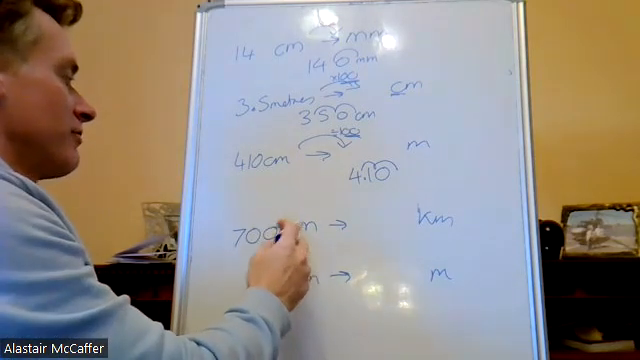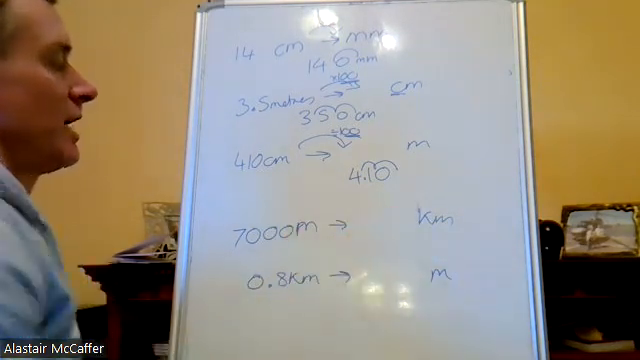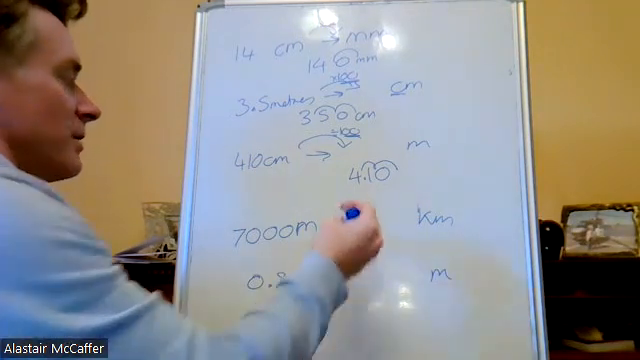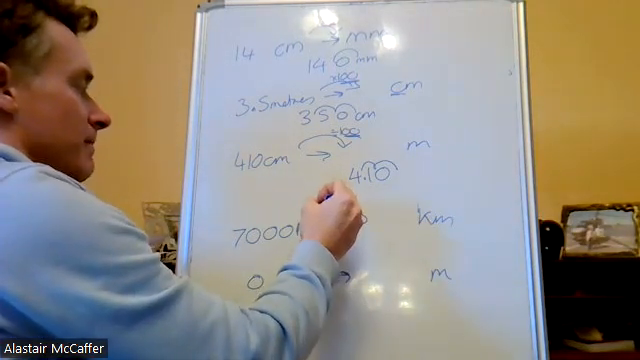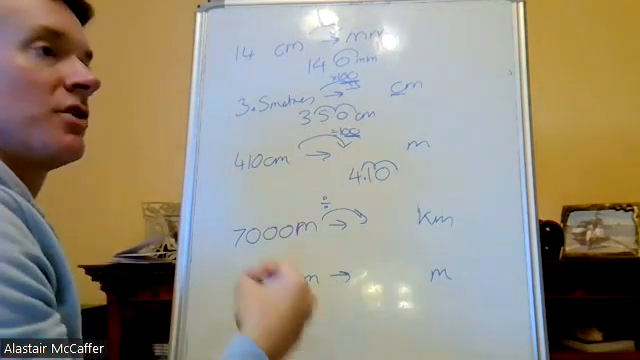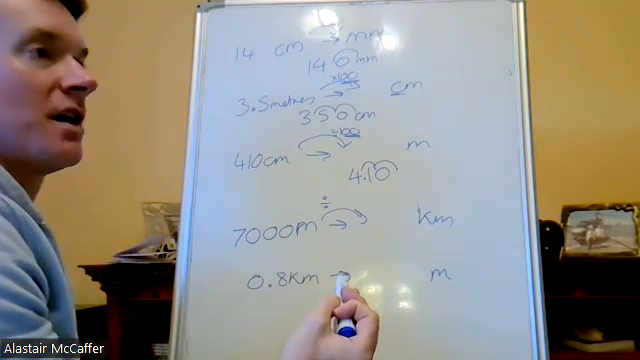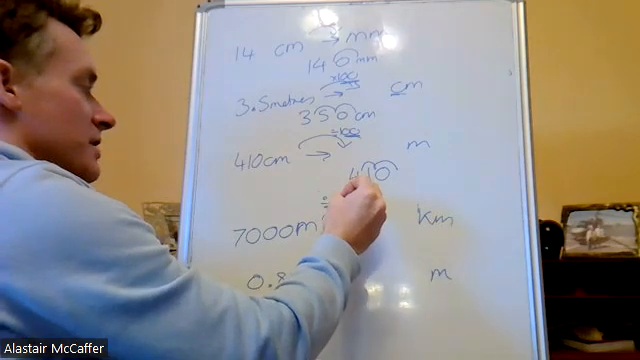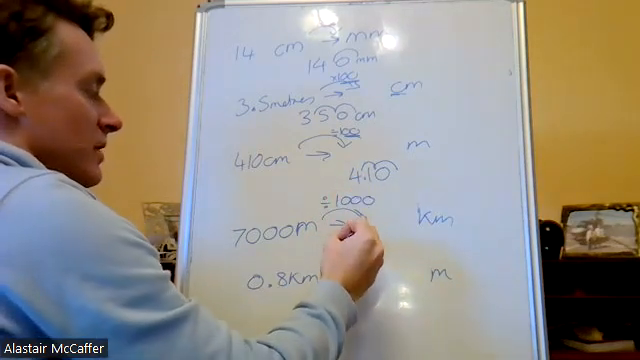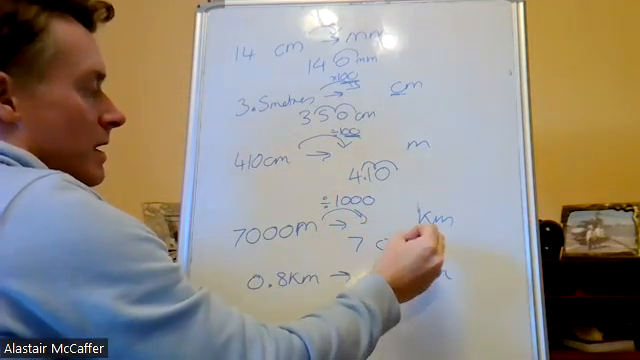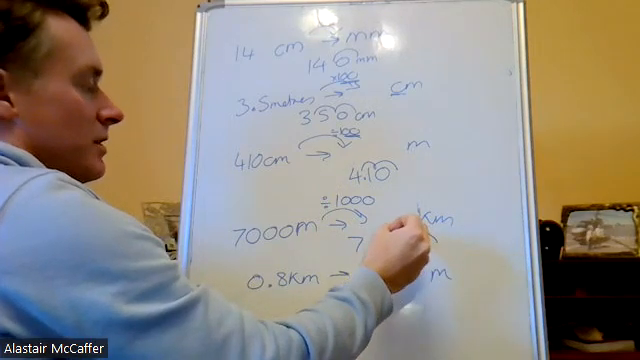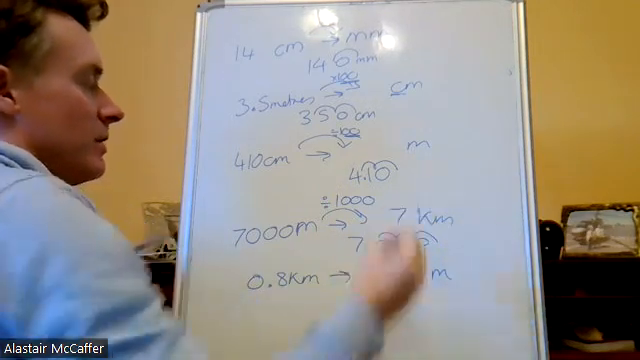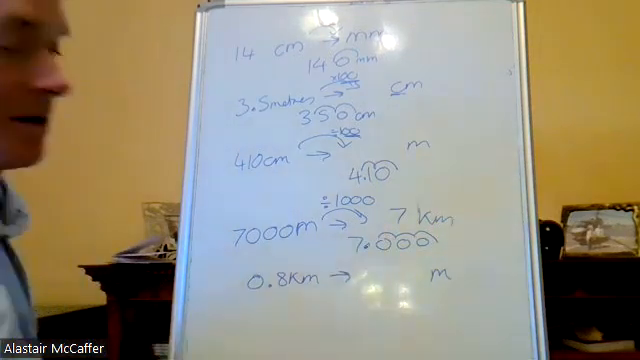Next one, you're going from metres, which is the smaller unit out of metres and kilometres. So again, you would divide. Now, the prefix kilo at the start of a word means 1,000. So you would divide by 1,000. So what you've got is the decimal point is at the end, 1, 2, 3. So it would equal 7 kilometres.